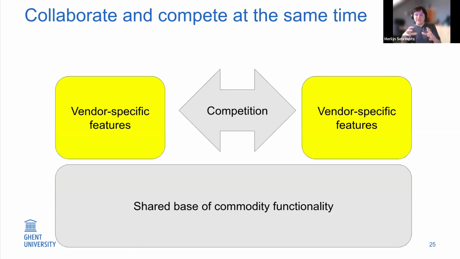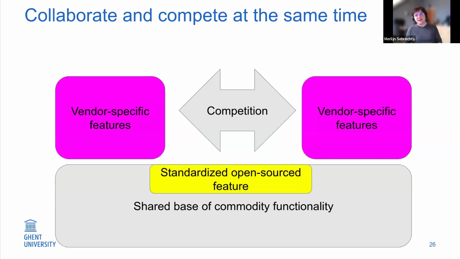Well, you see that a lot of these companies are both collaborating and competing at the same time. And they do that by having a shared base of common functionality as open source software. And then on top of that open source software, they implement vendor specific features, and they compete with these vendor specific features. And then after a few years, after every single vendor has the exact same features, they come together, they standardize those features into an open source product, and they build their own vendor specific features.